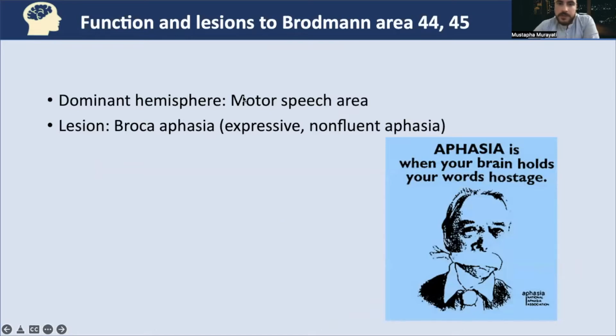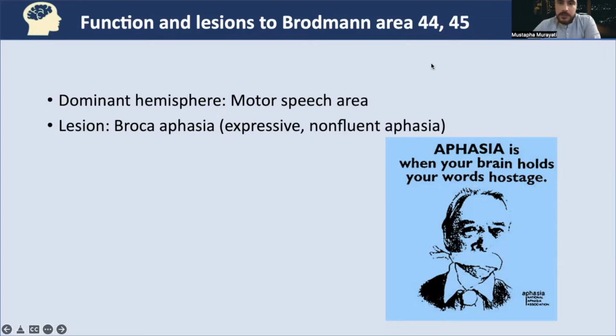In the dominant hemisphere, it is the motor speech area. Actually, we classify the hemisphere as dominant or non-dominant based on the speech area. If it's in the left hemisphere, then the dominant hemisphere is the left, or if it's in the right, then the dominant hemisphere is the right.